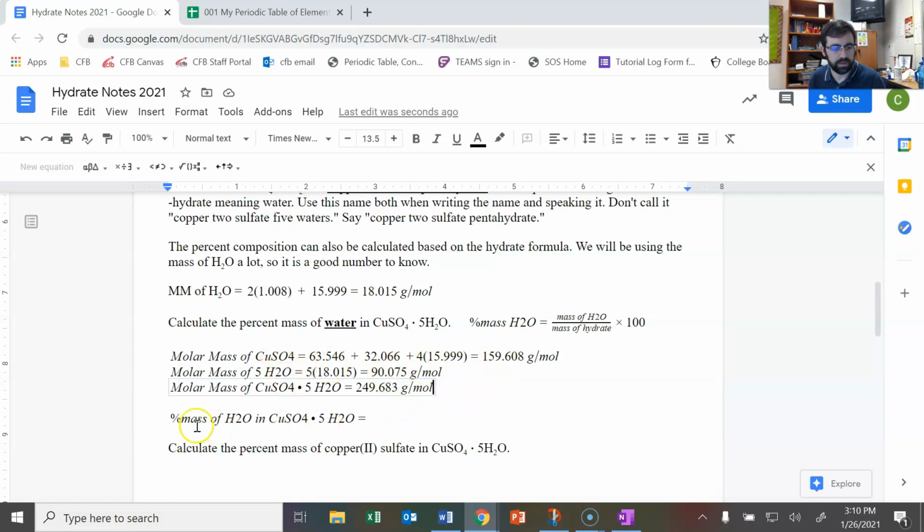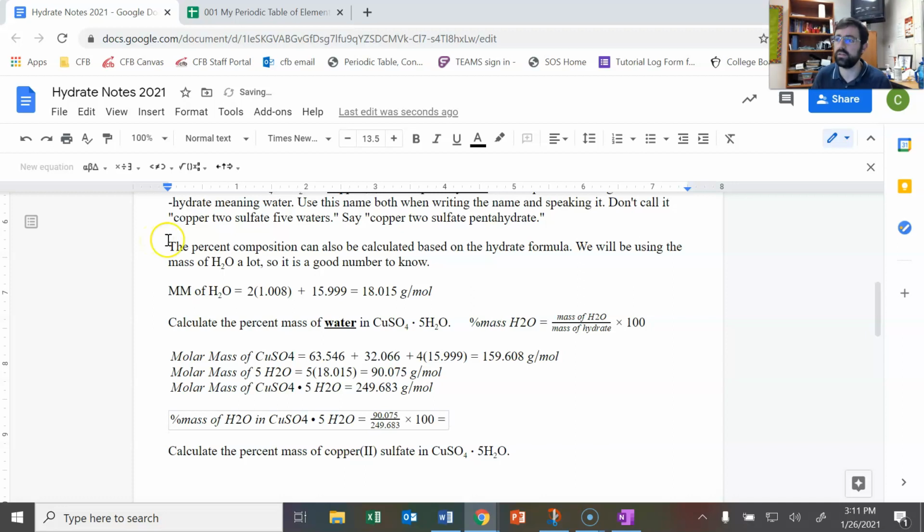Okay, so the percent mass of water in copper 2 sulfate pentahydrate is going to be equal to, let's set up our equation with a fraction, mass of the water over the mass of the hydrate. So we're going to have mass of the water is 90.075. It's the mass of what I'm looking for, divided by the mass of the hydrate, which is 249.683. And then, of course, we're going to multiply by 100. When you do that, you come up with something like 36.08%.